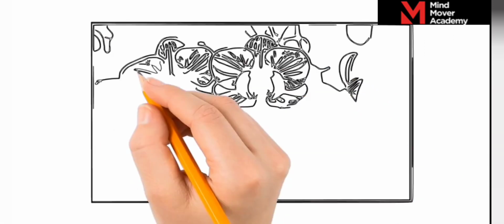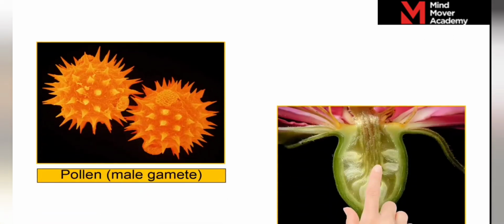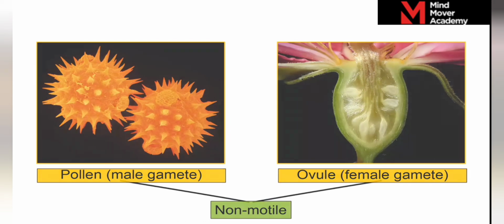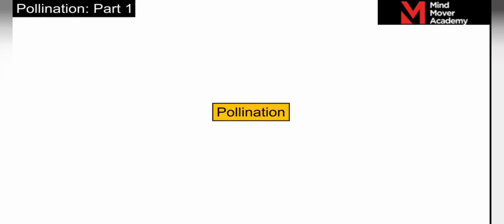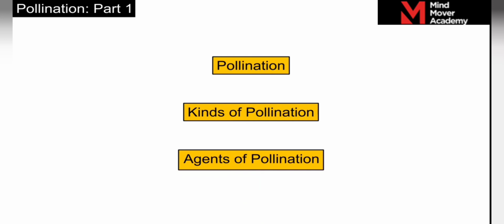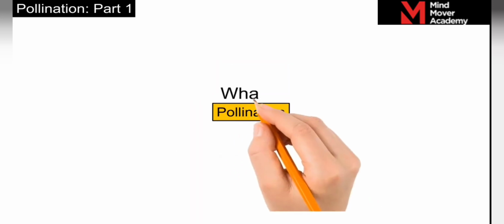Hello students. We know that in flowering plants, both the male and female gametes are non-motile and they have to be brought together for the process of fertilization. And pollination is a process to achieve this objective. So students, in this module, we will discuss pollination and kinds of pollination, and along with this, we will also discuss the agents of pollination. Now here comes the obvious question, what is pollination?